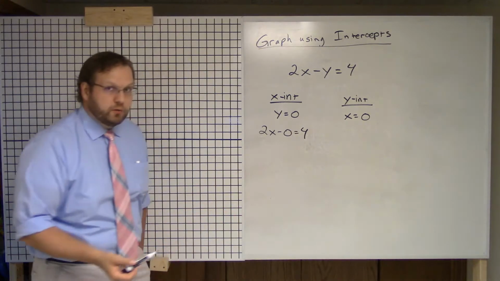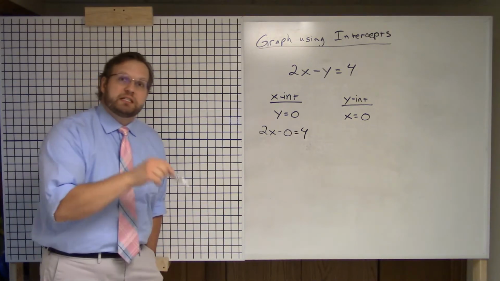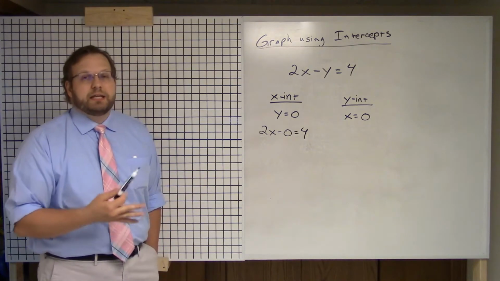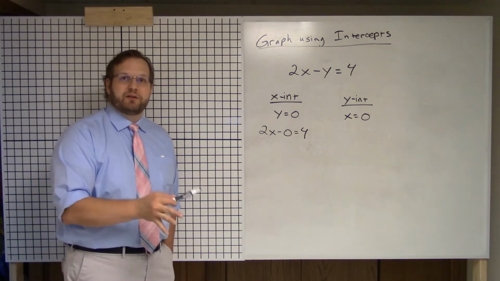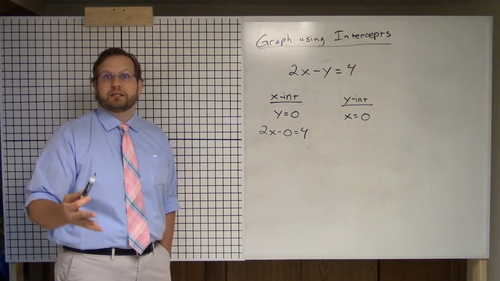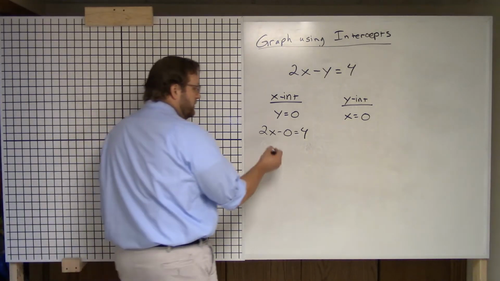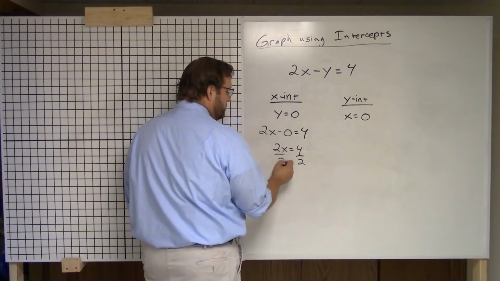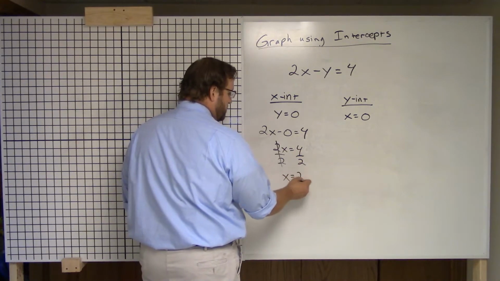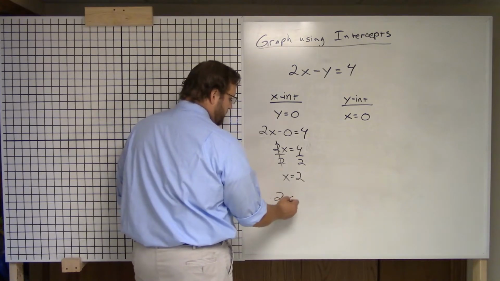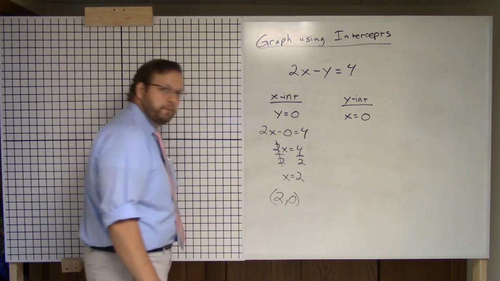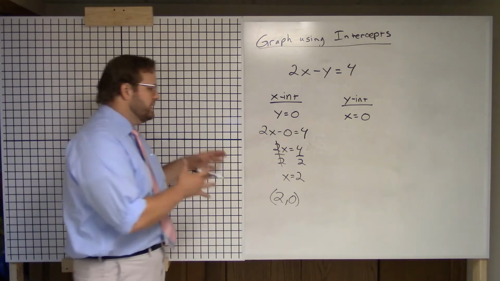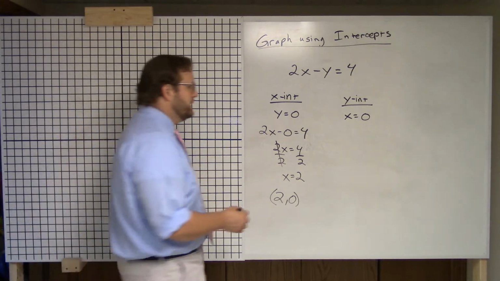Just like we were doing with a table, except here we're specifically looking for the intercepts. But that's really all this is, a table of values, but with specific values instead of just a randomly generated list of numbers. Here then, we've got 2x equals 4, and then we can divide by 2. And then we've got 2 comma 0. Okay, that's 1 point, specifically the x-intercept. Let's go to the next one.